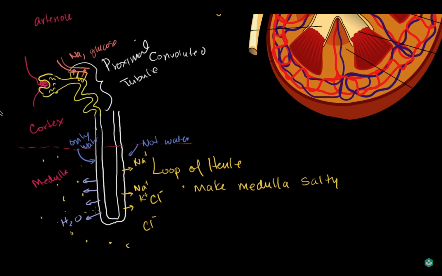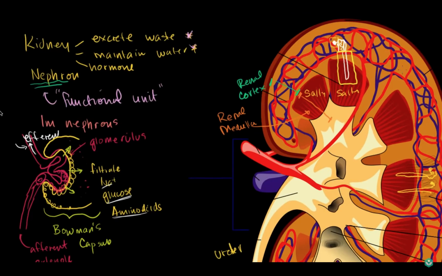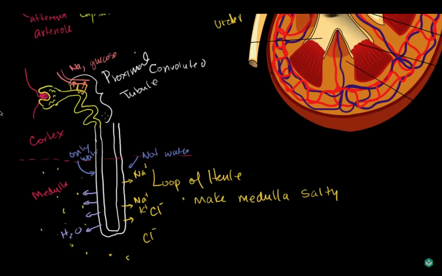So this is a major mechanism of gaining back a lot of the water that gets filtered out up here. And the reason why this is so long is to give time for this water to secrete out. And that's why it dips pretty far down into this salty portion. So then we leave the loop of Henle, and then we're almost done with the nephron.